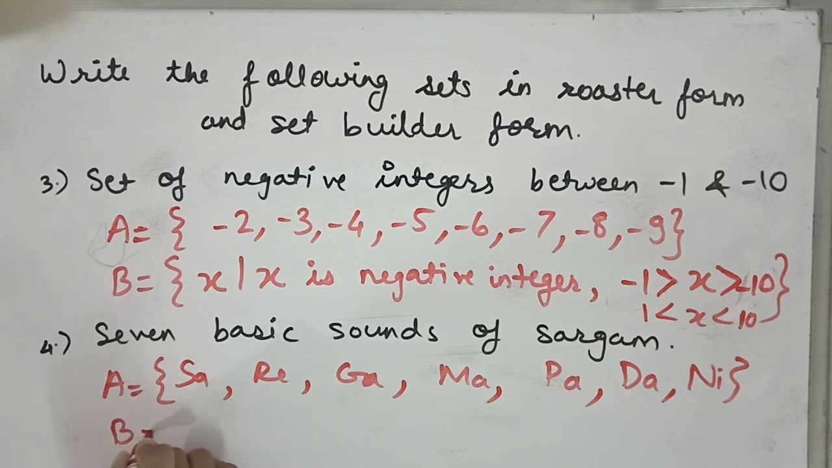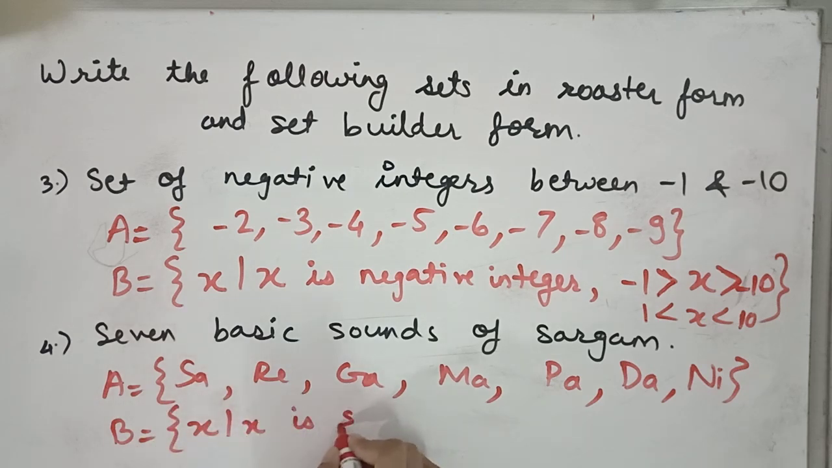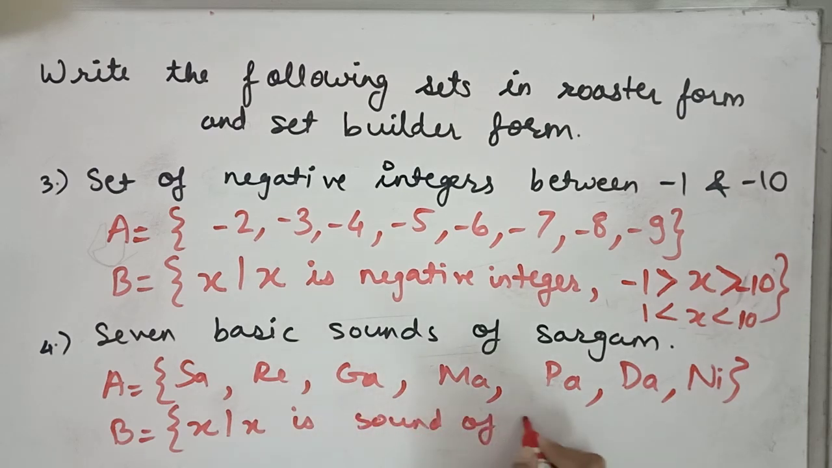Now we have to represent it in set builder form. So we will take the variable x such that x is a sound of sargam. We will not write 7, we will put x is a sound of sargam, because we are representing x as a single element, so we have to write x is a sound of sargam, and we know there are 7 sounds of sargam.